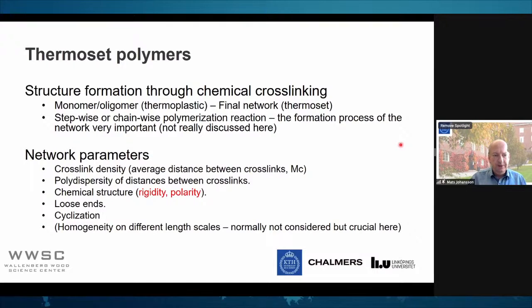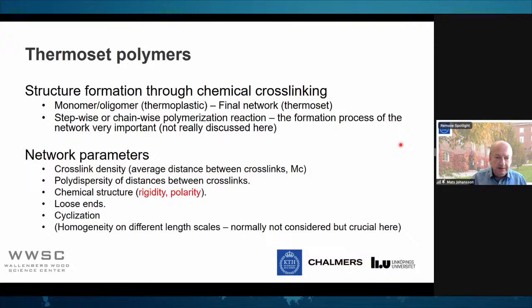Looking into thermoset polymers, you can have a number of parameters that will affect the properties. You have the crosslink density, and that's the average distance between crosslinks. At the same time as you have a polymer molecular weight distribution in a linear polymer, here you have a distribution of average distances between crosslinks. You've got the polydispersity of this, so you don't have an exact three-dimensional network. But then you also have the chemical structure of the specific building blocks, and their important properties are rigidity, how stiff the chains are, and the polarity.